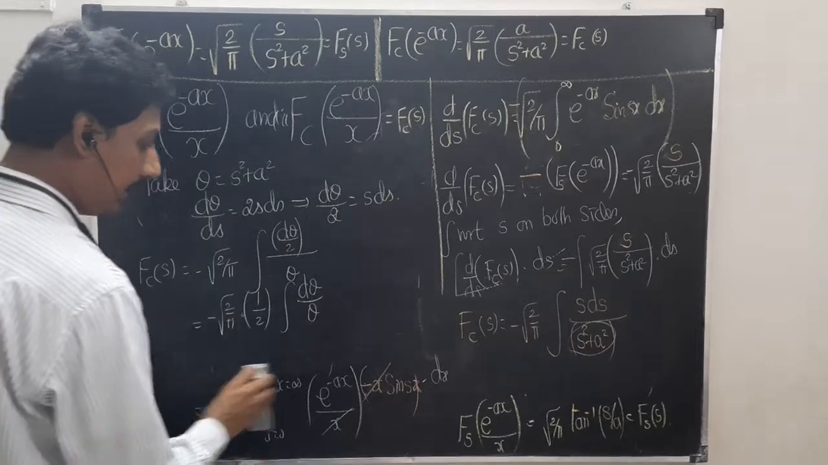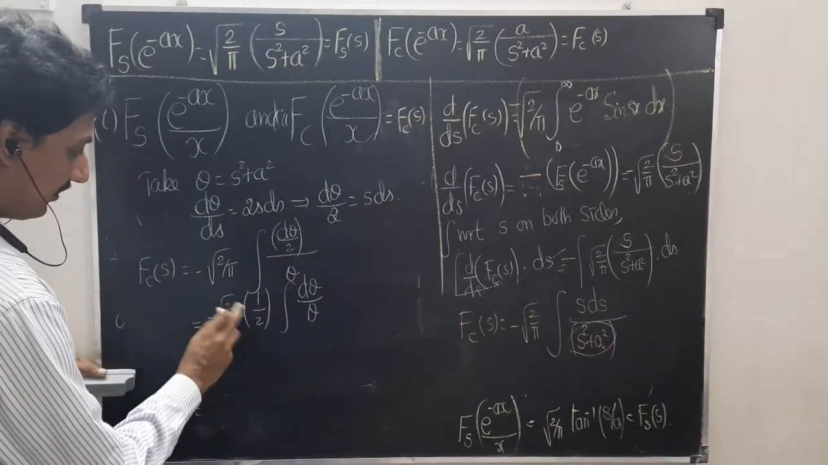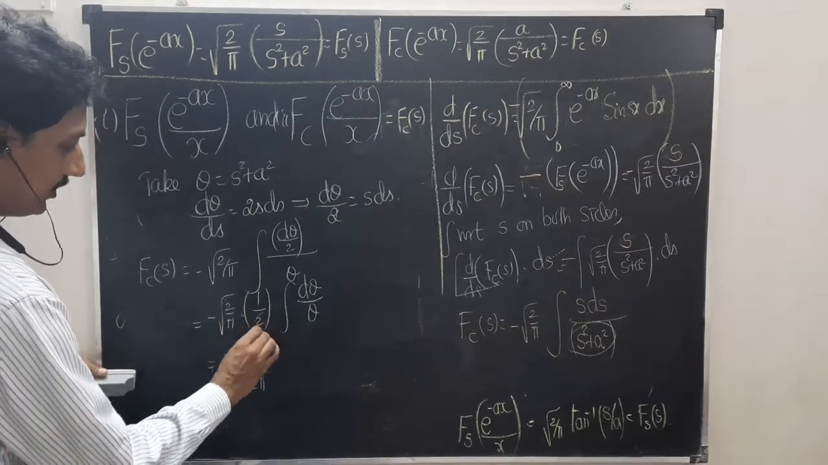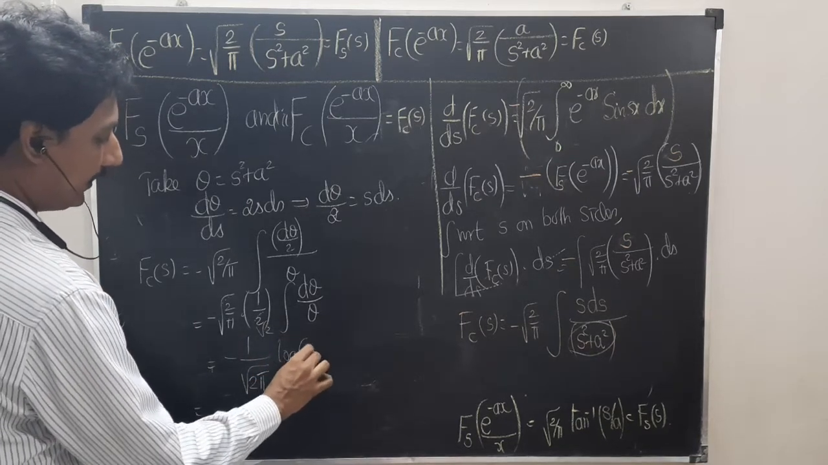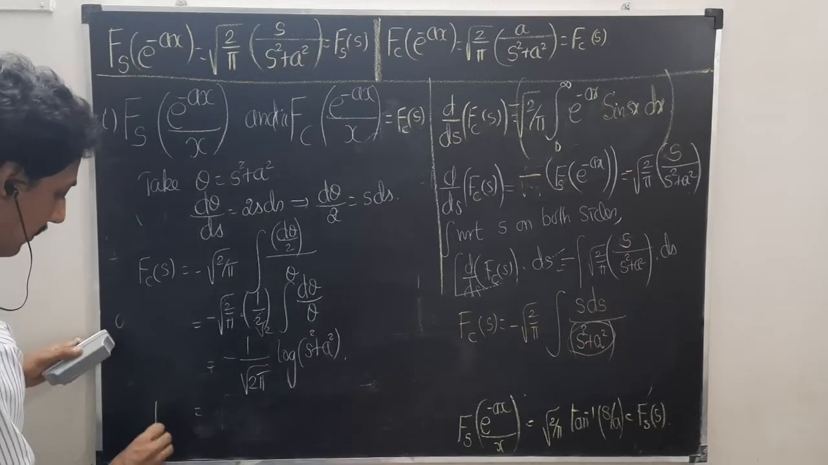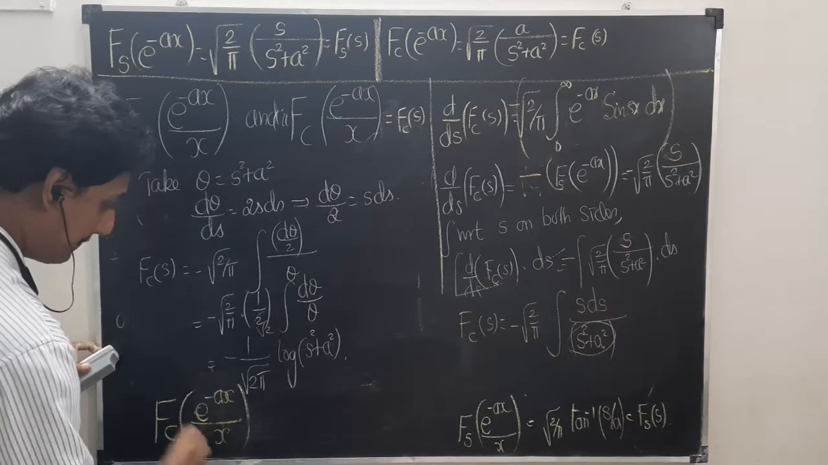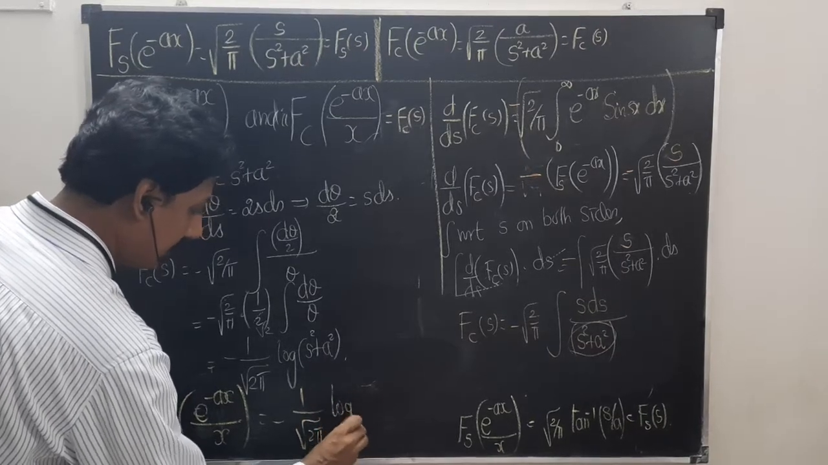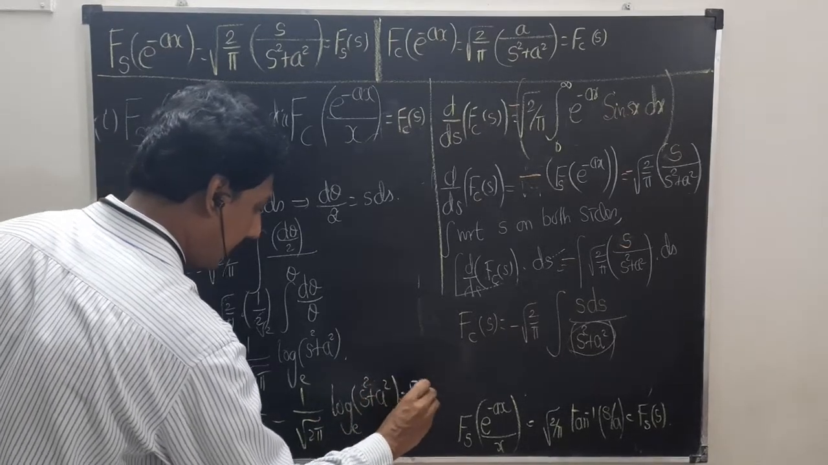What is the integral of d theta by theta? Log theta. What is theta here? Theta equals s squared plus a squared. After cancellation of root 2 we get minus 1 by square root of 2 pi times log theta, where theta is s squared plus a squared. So the Fourier cosine transform of e to the power minus ax by x is minus 1 by square root of 2 pi times the natural logarithm of s squared plus a squared. This is my required Fc of s.